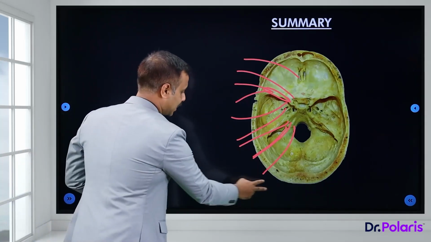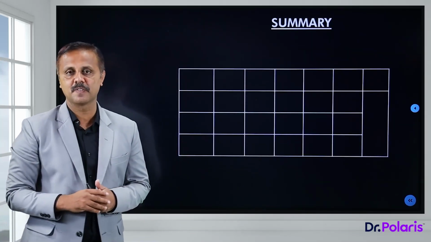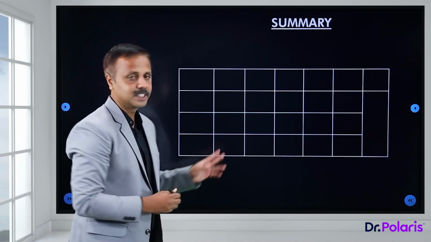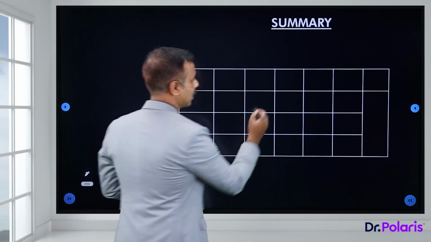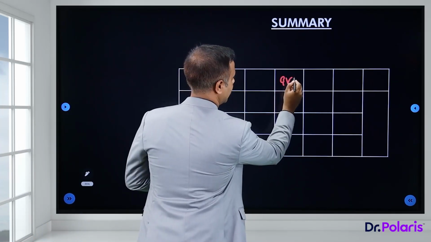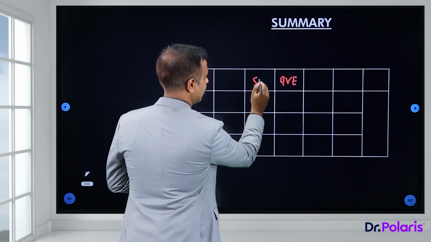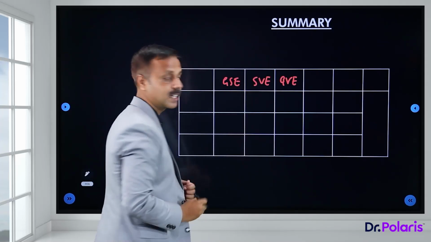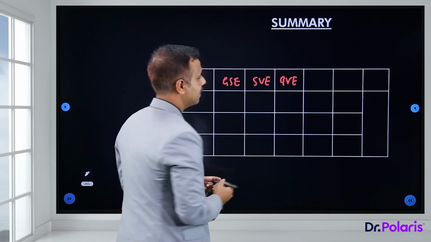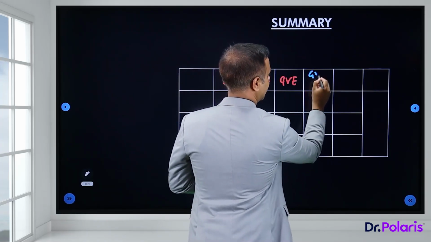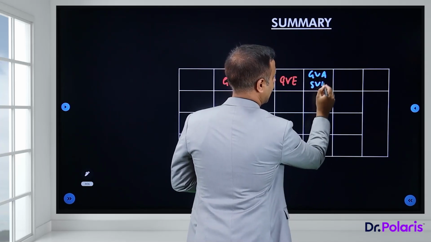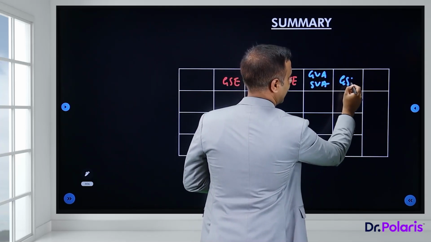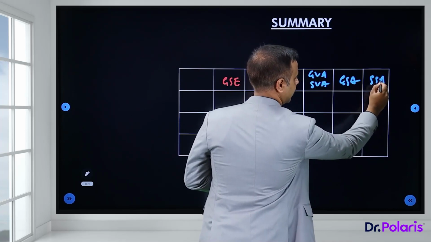After this, we learnt about the functional components of cranial nerves, where we said the cranial nerves will have 7 functional components: general visceral efferent component, special visceral efferent component, general somatic efferent component. These are the efferent columns. Then for afferent columns we had general visceral afferent, special visceral afferent, general somatic afferent and special somatic afferent.